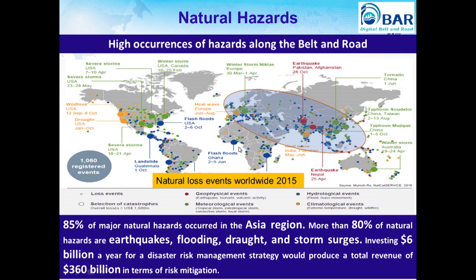People say we have a lot of disasters, but don't forget that in this area we have 85% of them. The first 80% of serious disasters occur in this area. The most important disasters include earthquake, flooding, and drought. These are the three major disasters.